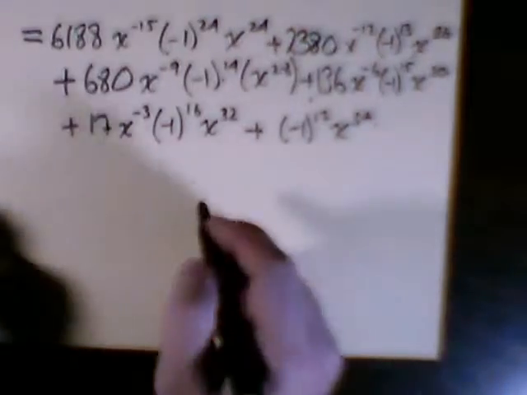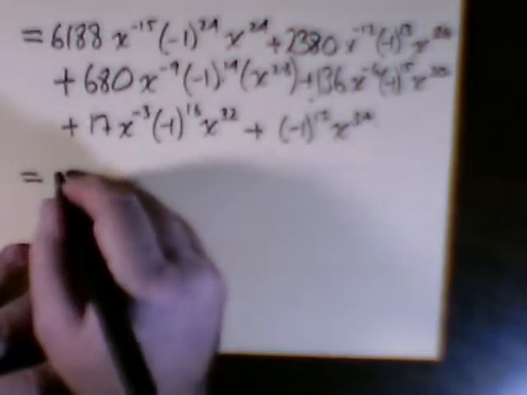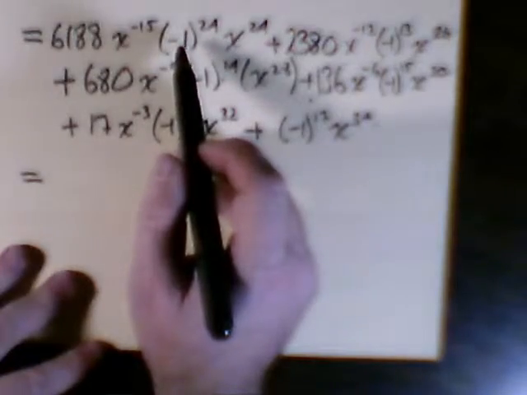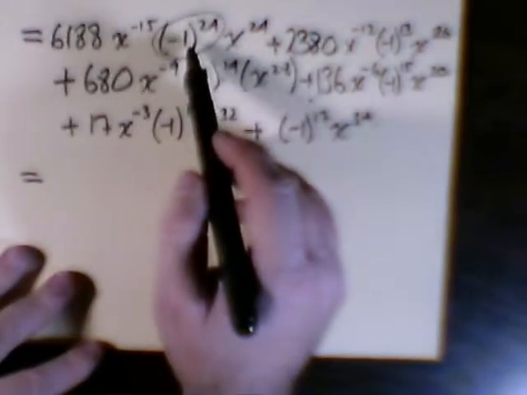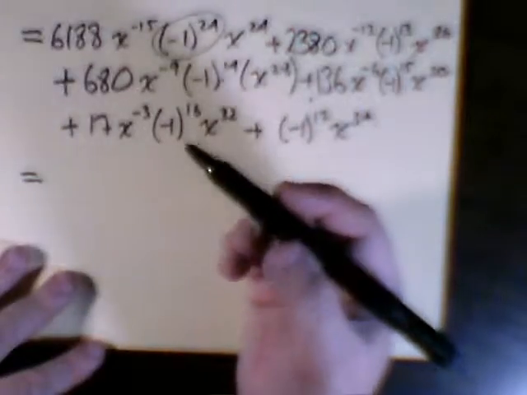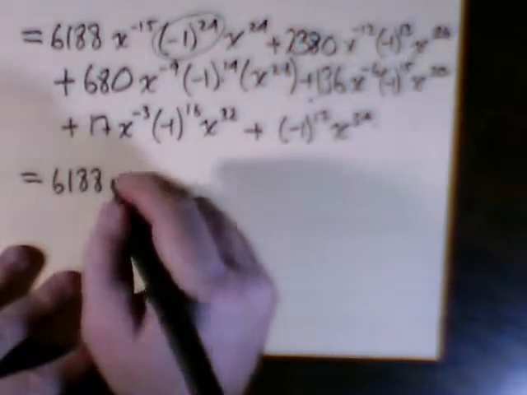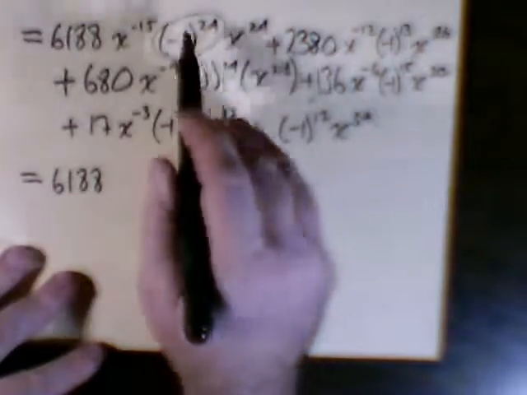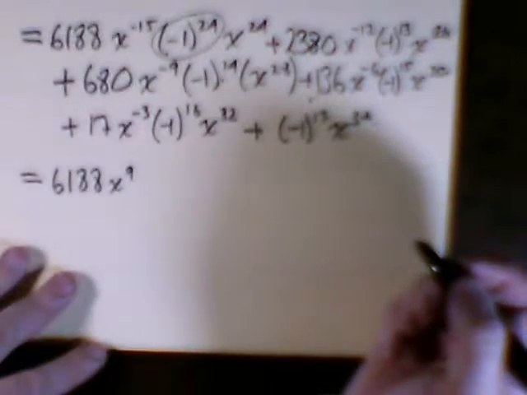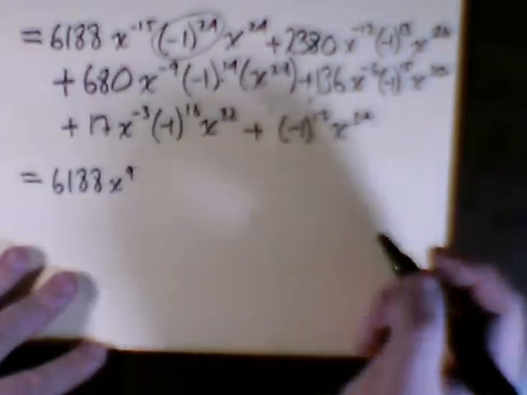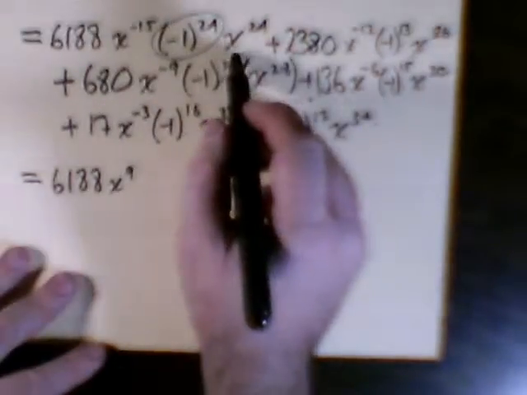Okay. All right. So we still need to work out the exponents because we have x in two places on all of my terms. Maybe at the same time we can decide whether the term is going to be positive or negative by looking at the exponent on minus 1. Well, minus 1 is to the power of 24, which means that it's going to be positive because 24 is an even number. So we get positive 6,188 x to the minus 15 times x to the 24, well, you add them and you end up with x to the 9, because 24 minus 15 is 9. Okay, and so that takes care of that first term.